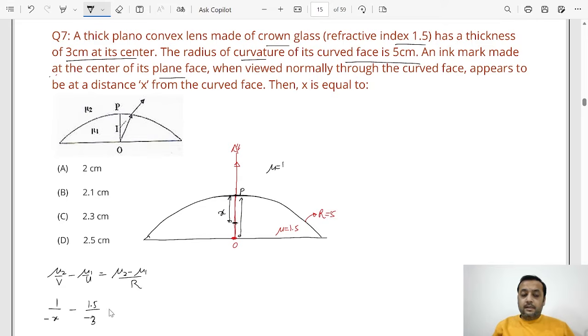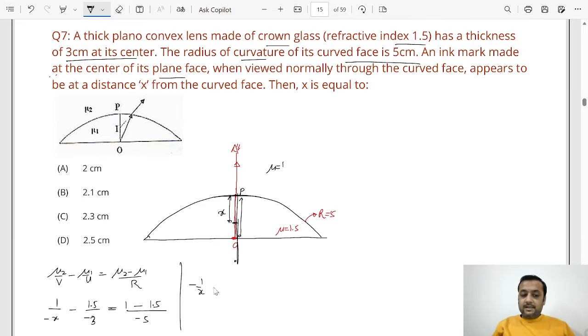Mu2 is 1, mu1 is 1.5, upon r. R will also be negative because again the center of curvature of this curved surface will be below the pole, somewhere over here, and this is 5. So you will put it as minus 5. Now we can calculate how much we get.